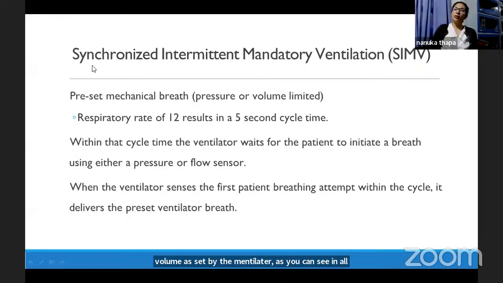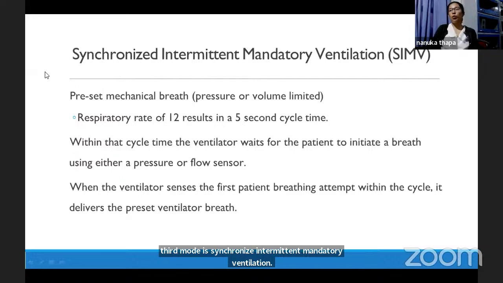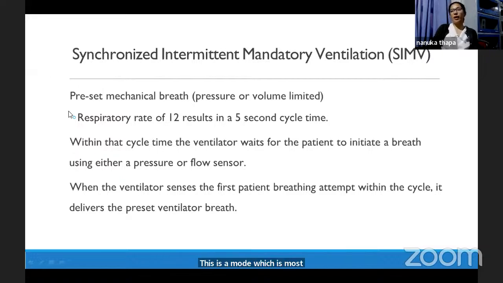The third mode is synchronized intermittent mandatory ventilation. This is a mode which is most commonly used in the ICU, though not recommended. Over here, we have a preset mechanical breath. This preset mechanical breath can either be pressure controlled or volume controlled, thereby making pressure a limiting factor or volume a limiting factor. And the respiratory rate, or the mandatory ventilatory rate, is set.